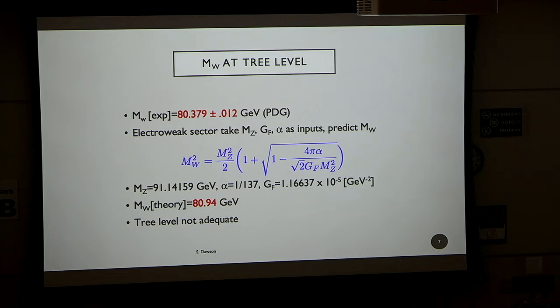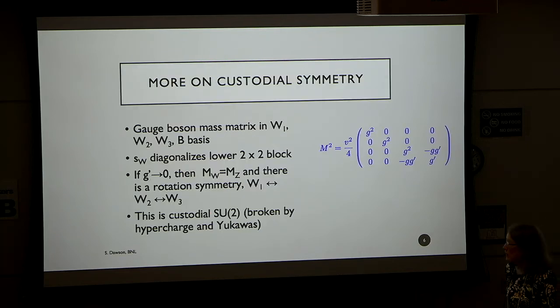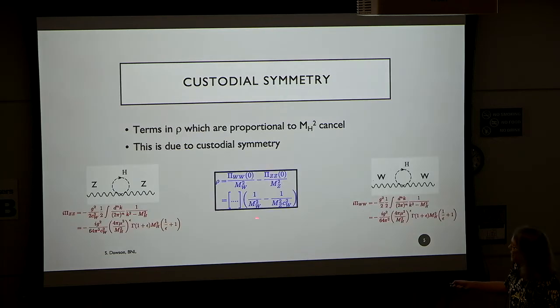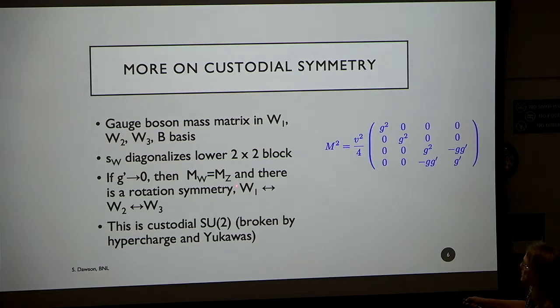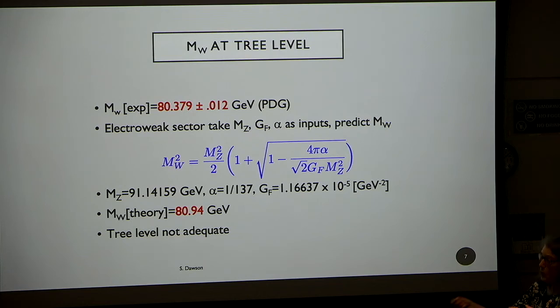Sorry, I don't see how that mass matrix leads to the logarithmic dependency. I'm just saying that there's a symmetry, and it's the same symmetry that I have here. It leads to m_W squared equals m_Z squared cos squared theta_W. If you turn off g prime, the Z mass is equal to the W mass, because W1, W2, and W3 are all the same. So in that limit, we have m_W squared exactly equals m_Z squared cos squared theta_W. That's the symmetry that gives us the cancellation of the m_H squared terms.